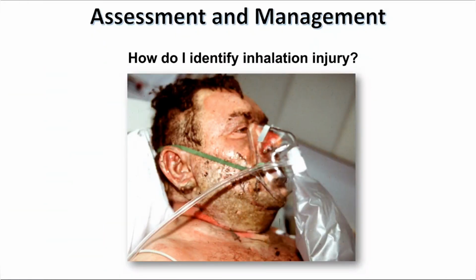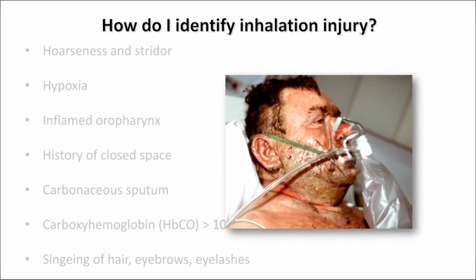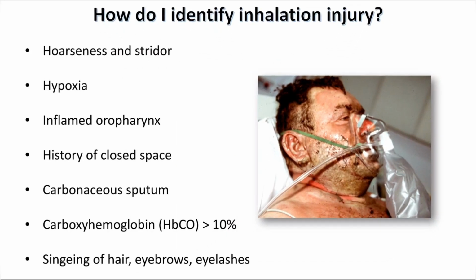How do I identify an inhalation injury, an injury to the airway and also to the respiratory tract? So first, by listening to the sound the patient is having: hoarseness of voice or stridor, signs of upper airway obstruction. Hypoxia, inflamed oropharynx if you look at the oropharynx. History of closed space, where the patient says that the burn happened in a confined and closed space and he inhaled all the smoke.